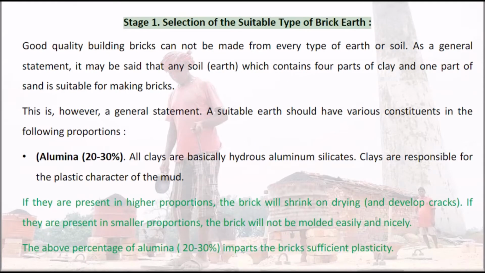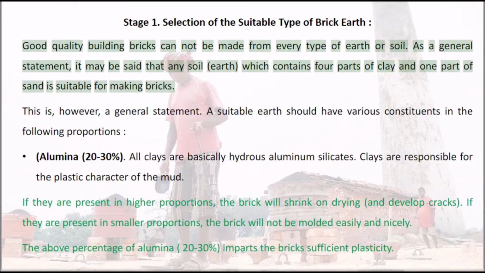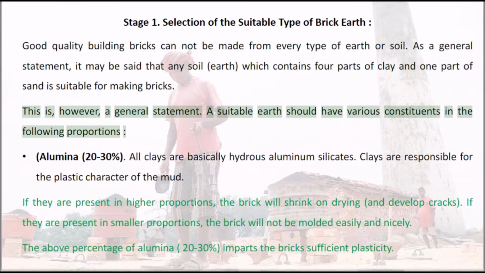Stage 1. Selection of the suitable type of brick earth. Good quality building bricks cannot be made from every type of earth or soil. As a general statement, it may be said that any soil, earth, which contains 4 parts of clay and 1 part of sand is suitable for making bricks. This is, however, a general statement. A suitable earth should have various constituents in the following proportions.